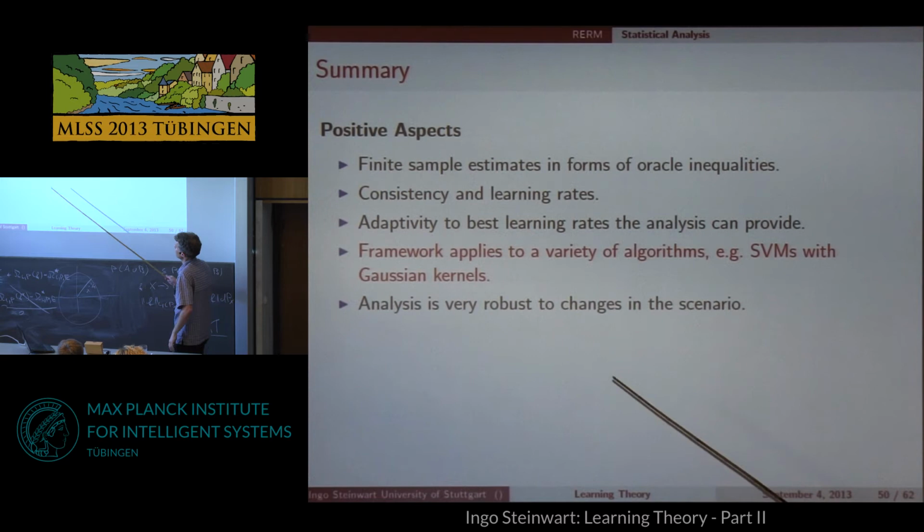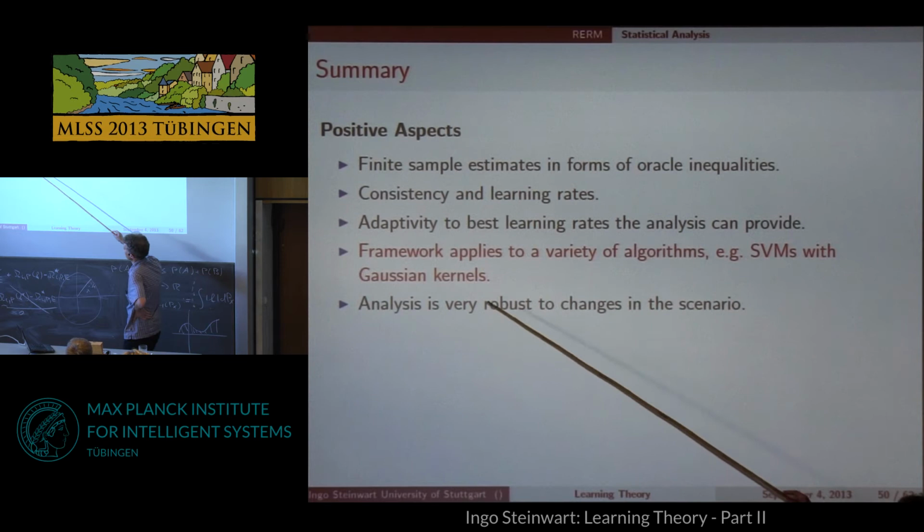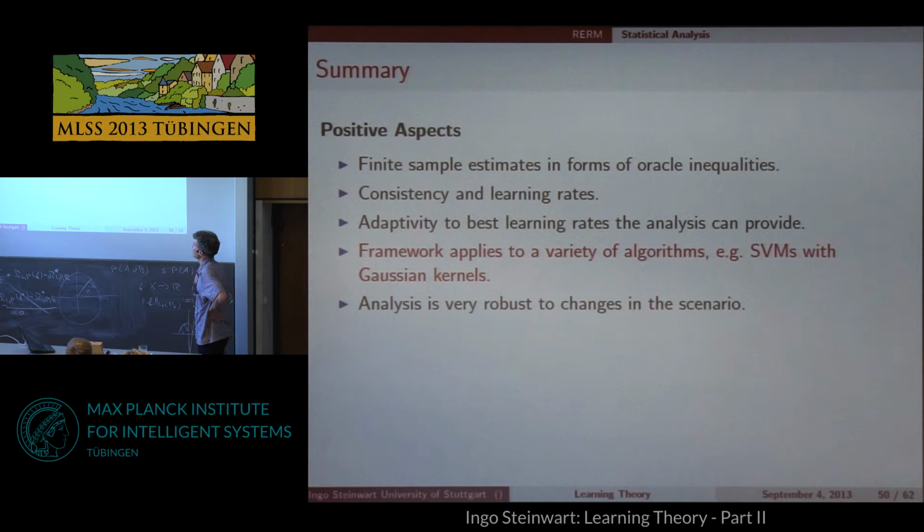Yeah, this was just the result of the previous slide. Also, the analysis is extremely robust to changes in the scenario, meaning that if we want to go from IID observations to some other observations, if we want to have heavy tail distributions, anything like that, the analysis can often be relatively easily adapted. So it's a very robust type of analysis. And last but not least, this entire framework applies very easily to a lot of standard algorithms. And here I just mentioned one, namely support vector machines using Gaussian kernels, something you may have actually used in a course or so. So all that kind of analysis can be readily applied to these algorithms.